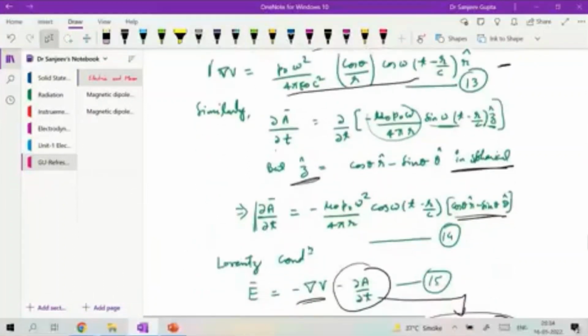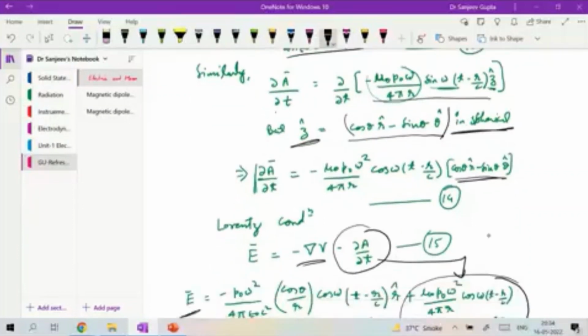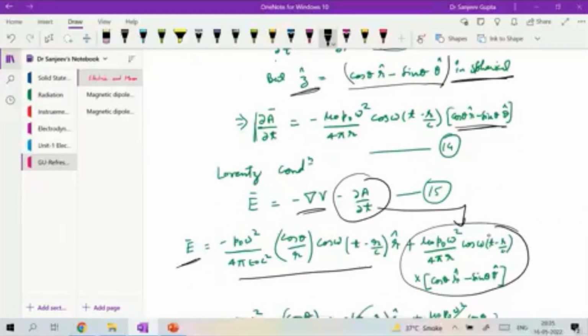Now we can also calculate del A upon del t. Del upon del t is nothing but differentiating the vector potential A with respect to t, but z you have to write in terms of the spherical coordinates. So what I am doing here is putting in the spherical coordinates. We calculated del A upon del t as minus mu 0 p0 omega square upon 4 pi r, cos omega t minus r by c, times cos theta r-hat minus sin theta theta-hat. Now you can calculate using the Lorentz condition. We put the Lorentz condition.